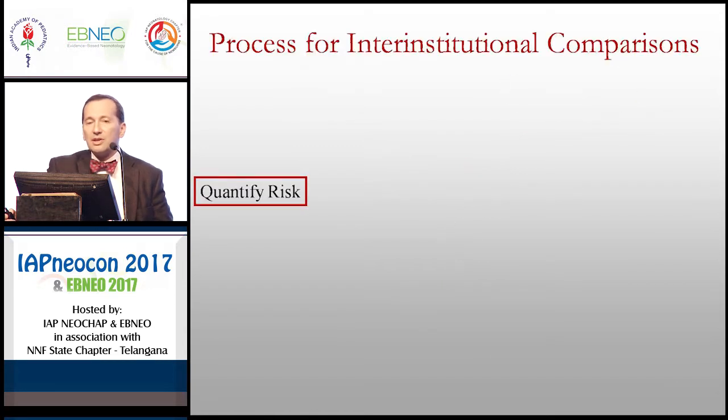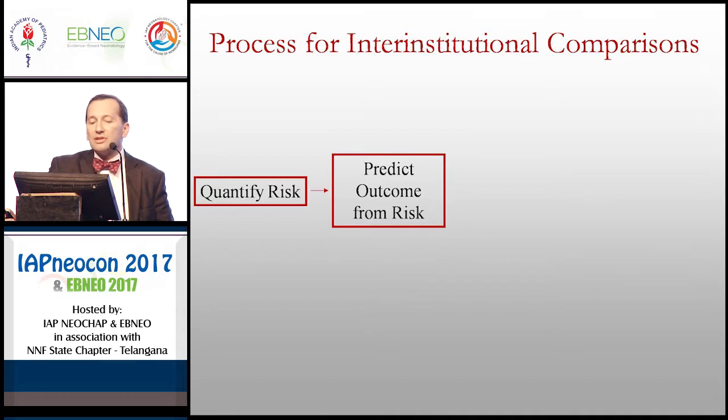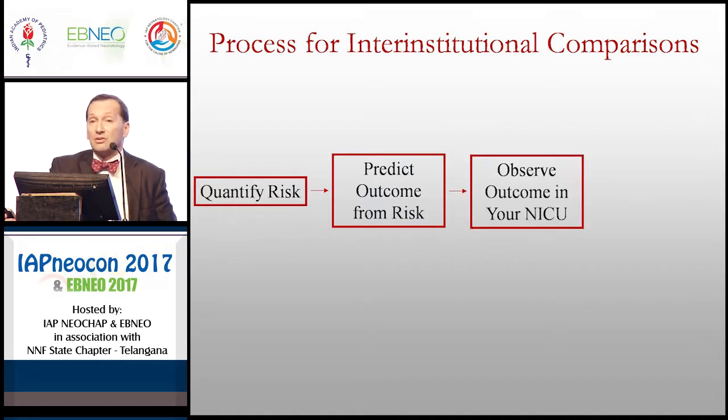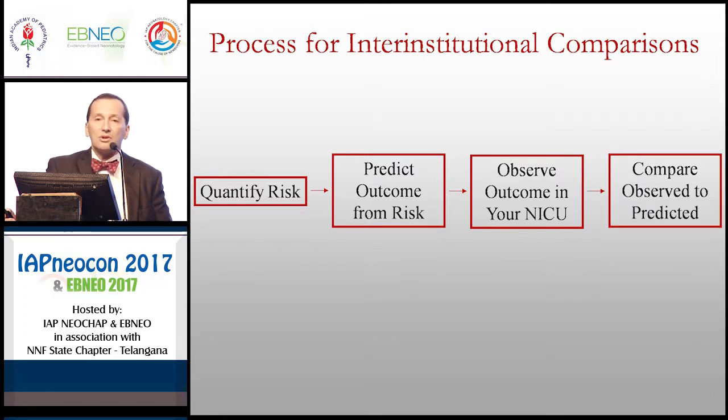And the approach here is basically to start with quantifying risk, just as I described. Do something like a SNAP score or a stratification of your babies in some way. We use that to predict risk. We say, okay, if you have a SNAP score of 30, there is a high likelihood that your mortality rate will be, say, 11% amongst those patients. Then we go into the unit and we observe the outcome in your unit. We say, is it in fact 11% or is it something else? And we compare the observed to the predicted.